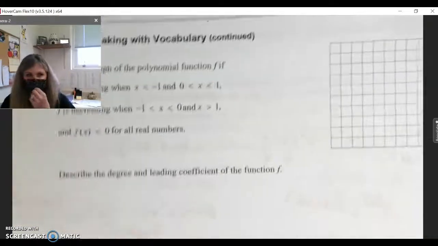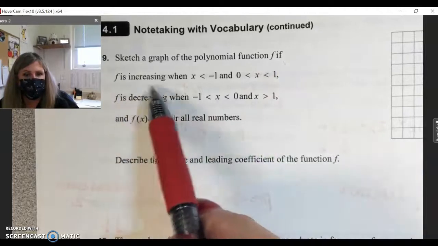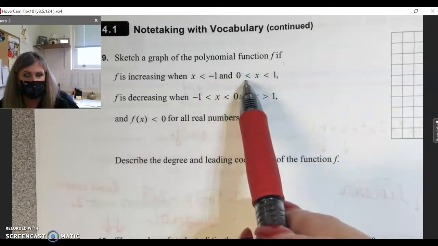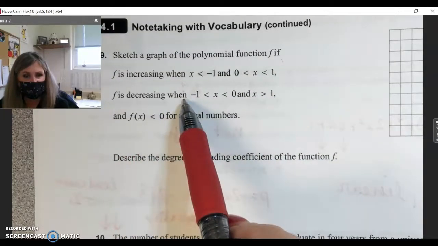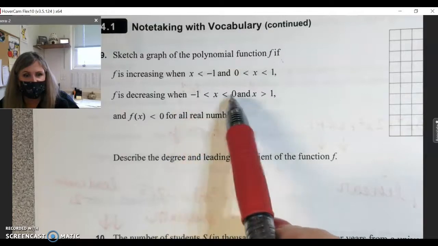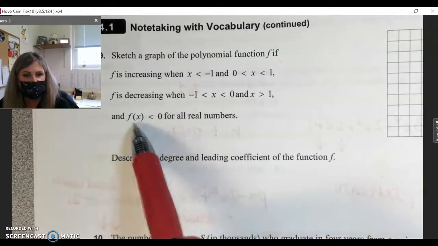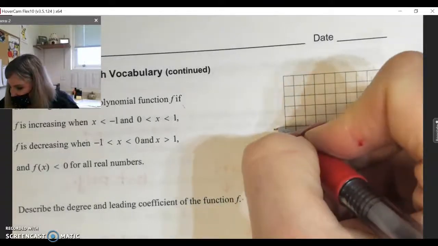All right. Sketch a graph of the polynomial function f if f is increasing when x is less than negative 1 and it's increasing between 0 and 1. F must be decreasing when x is in between negative 1 and 0 and when x is greater than 1. Also, f of x has to be less than 0 for all real numbers. This is a lot to decipher here.